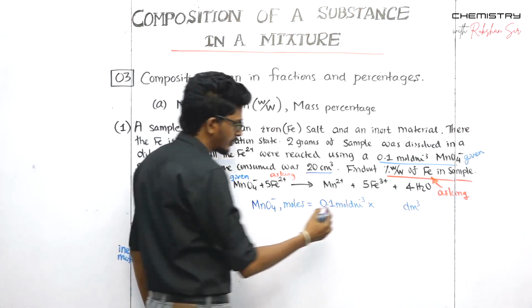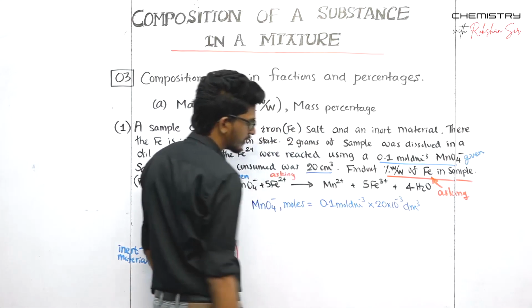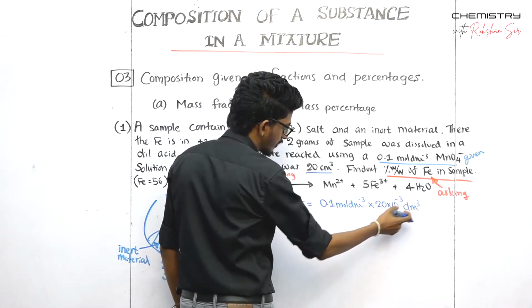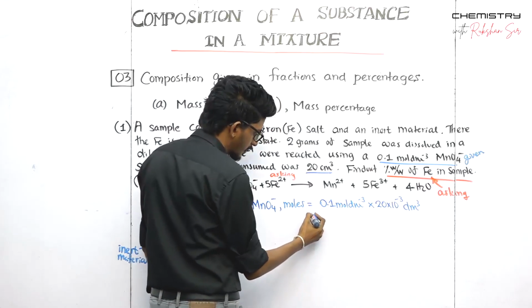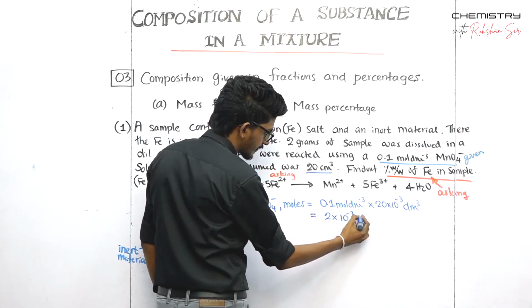You have 20 cubic centimeters, so that is going to be 20 into 10 to the power minus 3 dm cube. Cubic centimeters can be converted to cubic decimeters by multiplying with 10 to the power minus 3. So that value is 2 into 10 to the power minus 3 moles.